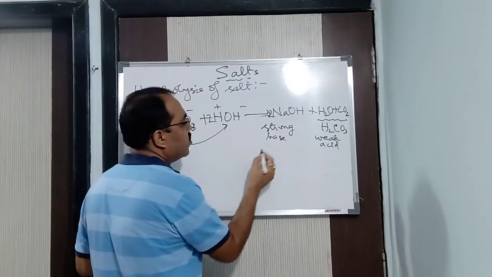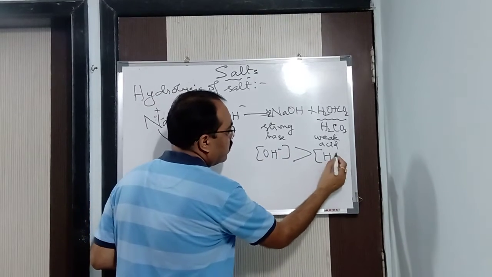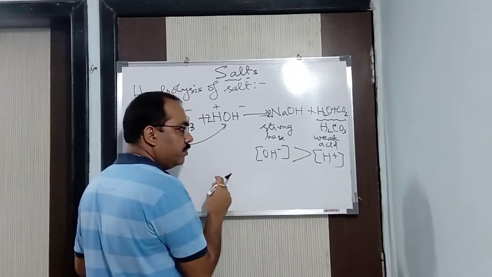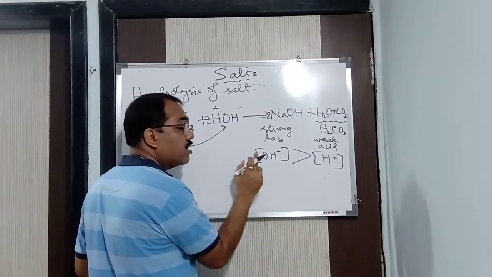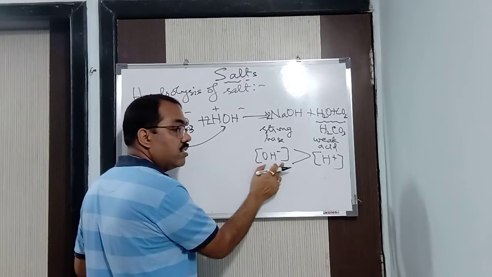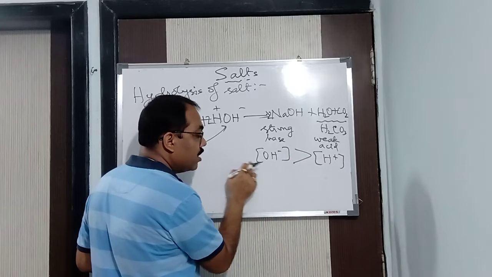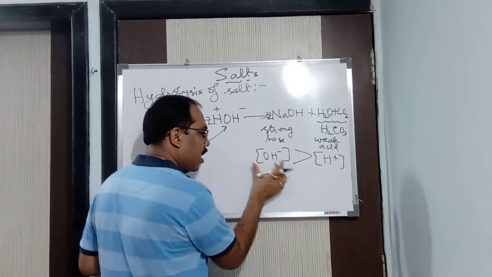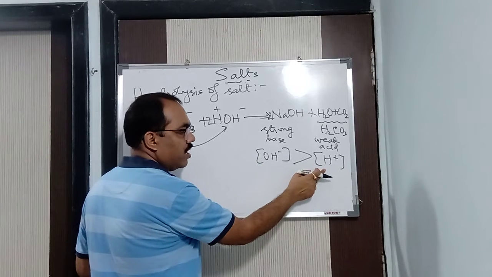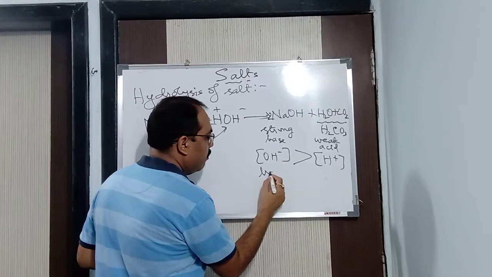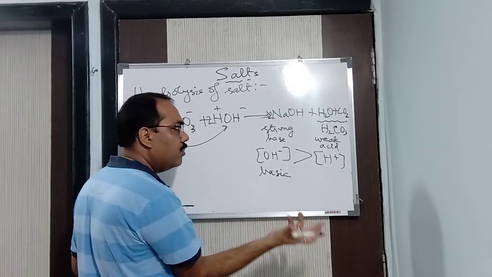So if it is a strong base, that means the OH minus ion concentration is greater than the H plus ion concentration here. Now this square bracket, I told you earlier also, means concentration. This is concentration of OH minus, this is concentration of H plus. You don't need to write the word concentration. So when the concentration of OH minus is greater than H plus, the resultant solution is basic. Definitely, if this is more than this, the resultant will be basic in nature.